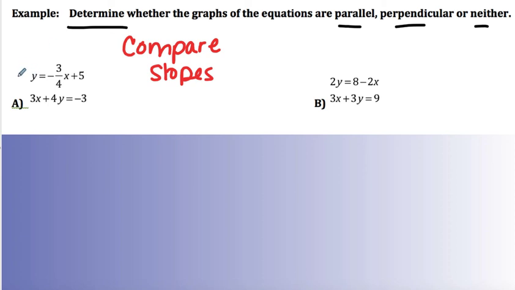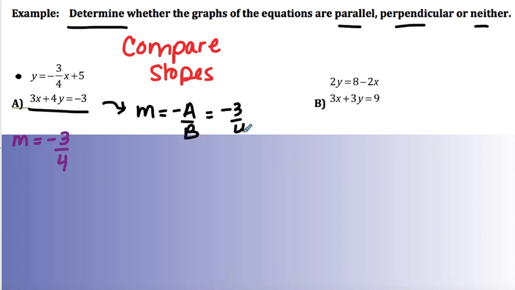If you look at my first example here, I've got slope-intercept form, so I can see my slope just by looking at it: it's -3 over 4. And then I need to find the slope of this standard form equation, so I'm going to do -A over B, which would give me -3 over 4. Okay, so now look at that. -3 over 4 and -3 over 4, they are the same slopes, so the lines are parallel.